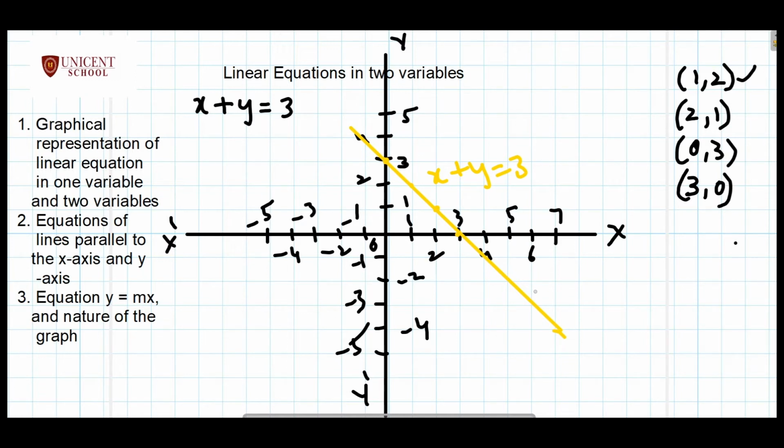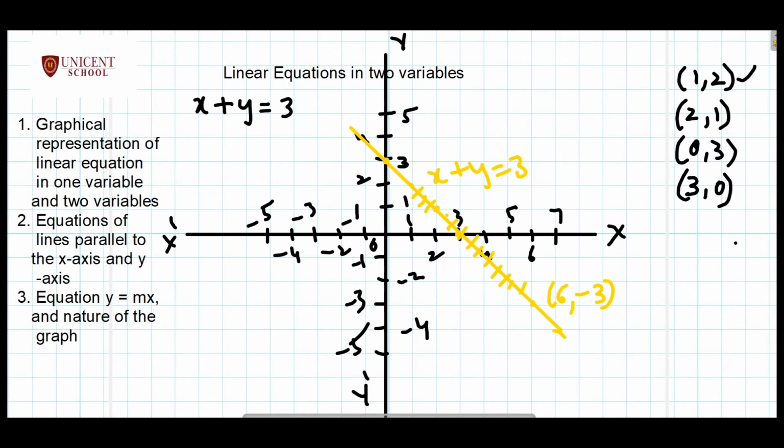And let us take this point. What is this point? x is 6 and y is minus 3. That means another solution of the equation is 6 and minus 3. So 6 minus 3 is 3. This way we can find other solutions too with the help of the graph. So any point we take on this line forms a solution for the given line, as we know that it has infinite solutions.